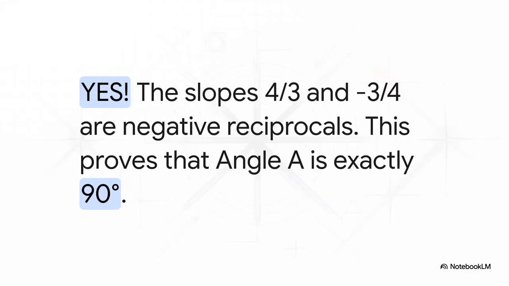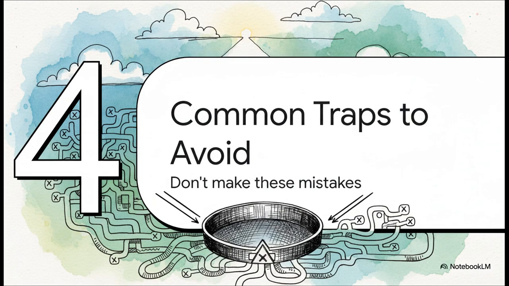And here we go, the moment of truth. Let's look at our 2 slopes. We have 4/3 and -3/4. Do we flip the fraction? Yep. 4/3 became 3/4. Do we switch the sign? Yep. Positive became negative. They are perfect negative reciprocals. And that proves that angle A is exactly 90 degrees. So is it a right triangle? Yes, it is.